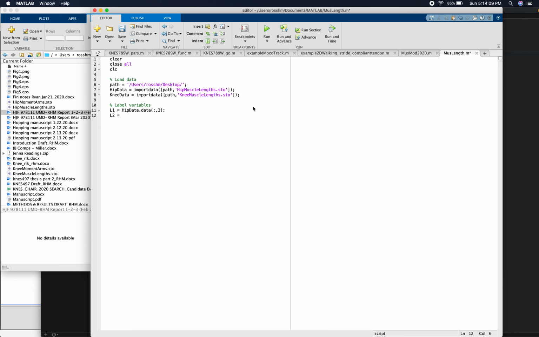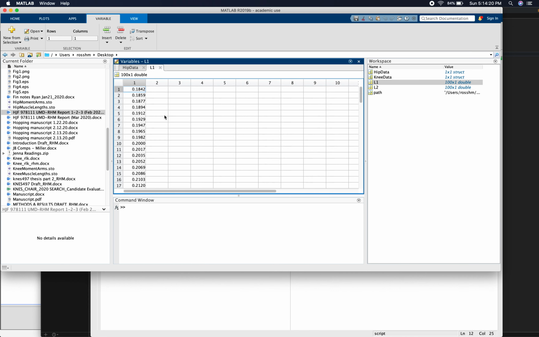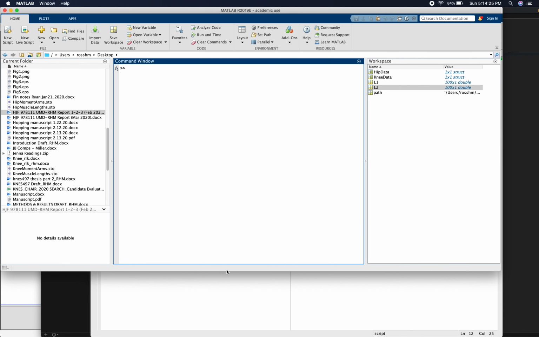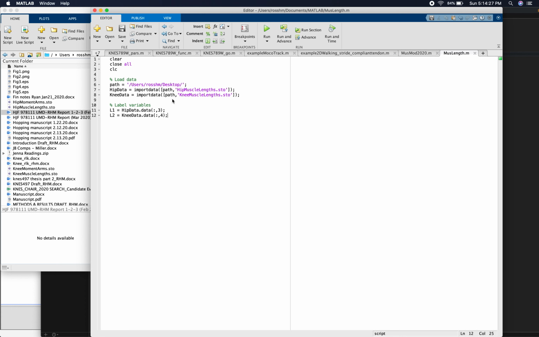And then same thing for my knee muscle, my vasti muscle. That was column 4 in those data. And those should both be changing. And they are. Okay, labeled them right. And just to remind me what I'm working with here, this is my gluteus muscle length versus hip angle. This is my vasti muscle length versus knee angle.